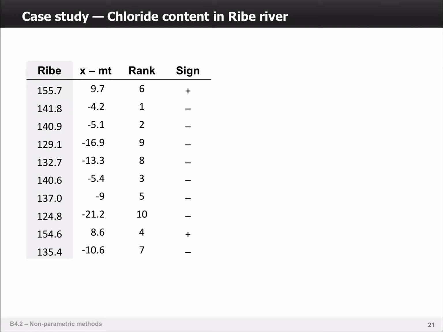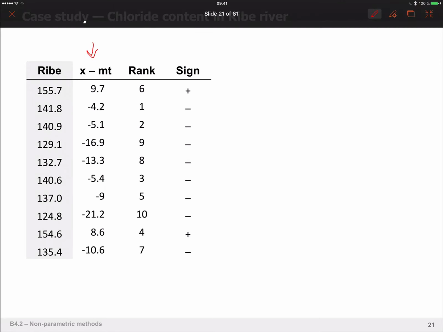The first step is to take the difference. So we have the differences here. You can see that, for example, the smallest difference, not taking the sign into account, is minus 4.2, and that's why it has rank 1. The next smallest difference is minus 5.1, and it has rank 2. The next smallest difference is minus 5.4, and it has rank 3, and so on. We just continue until we define all the ranks.